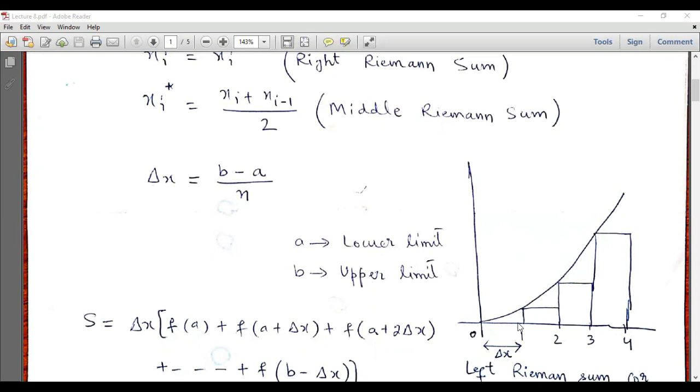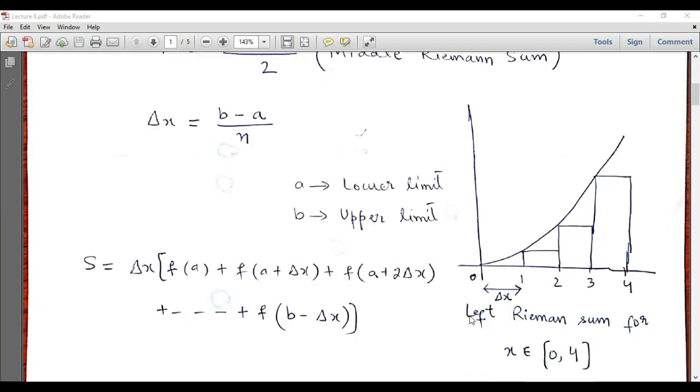The width of each sample is equal to delta x, and mathematically delta x is equal to b minus a over n. Here a is the lower limit of the function, b is the upper limit of the function, which is 4, and n is the total number of samples. In this case, we have assumed that the total number of samples is equal to 4, so the width of each sample will be equal to 1.